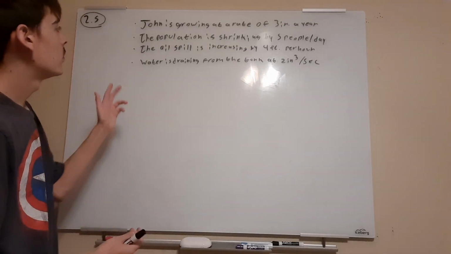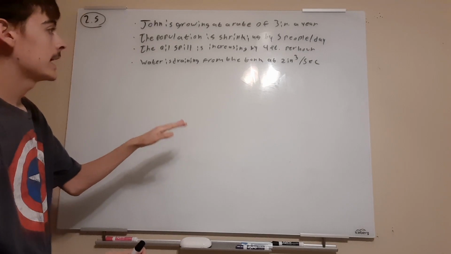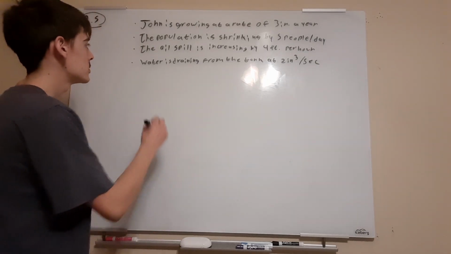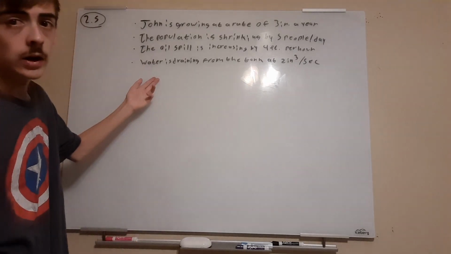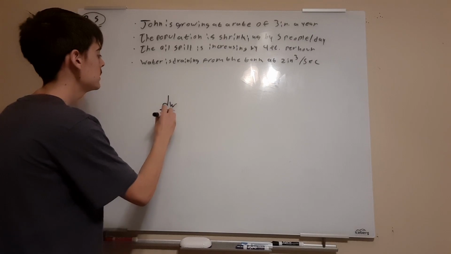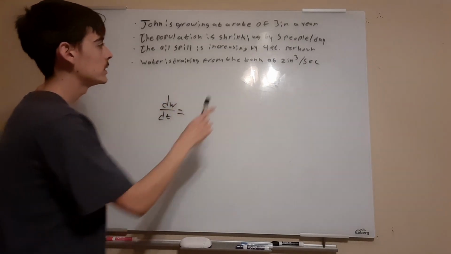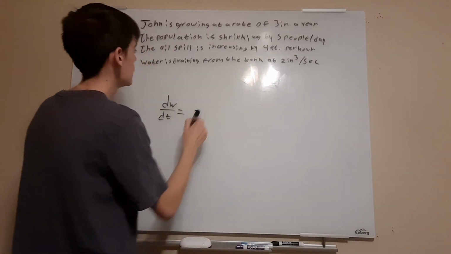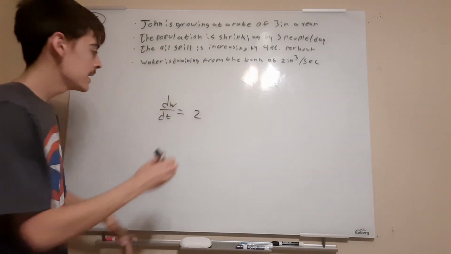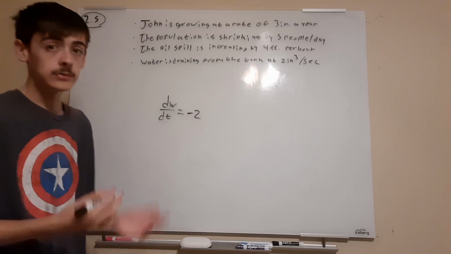And lastly, we have water is draining from the tank at 2 cubic inches per second. So we have a W here, W for water, that would probably be our variable. So we would write dW dt, and it says 2 inches per second. But notice it says water is draining from the tank. So water is decreasing, and that means dW dt is going to be negative 2.